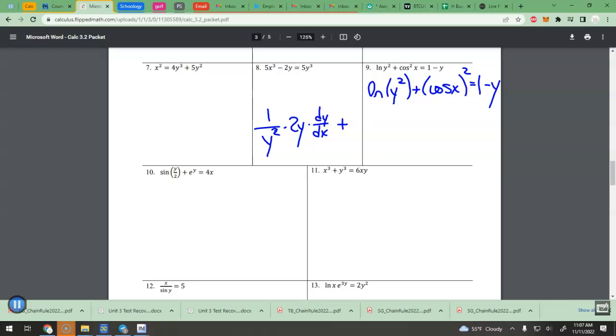Here, what's your big guy? The squared, your little guy's cos, right? We'll take the derivative of the big guy, so 2. Leave the little guy alone, and then multiply by the derivative of the little guy. So what's the derivative of cos of x? It's negative sine of x. Do I multiply by dy dx? No, why not? Because I didn't take the derivative of a y, right?